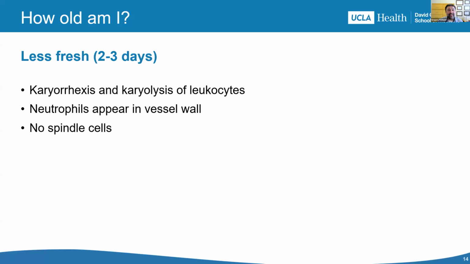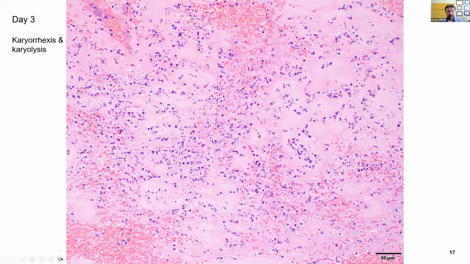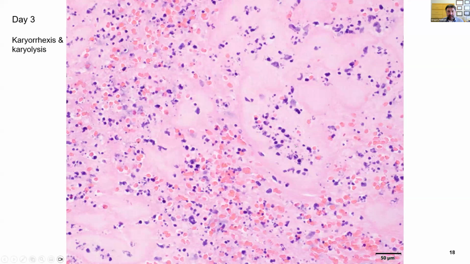Less fresh, in the next couple days, you start to see karyorrhexis and karyolysis of the leukocytes. Neutrophils begin to appear in the vessel wall, but you still don't really have any spindle cells at this point. And so here you can see all the white cells and the fibrin and red cells. And at higher power, it's pretty clear that you have the pale karyolytic nuclei and then all of the nuclear debris from the karyorrhexis. You can see that here. So this is about 3 days old.